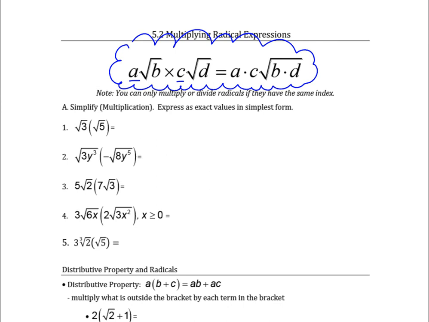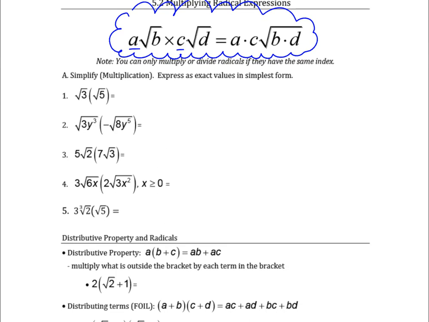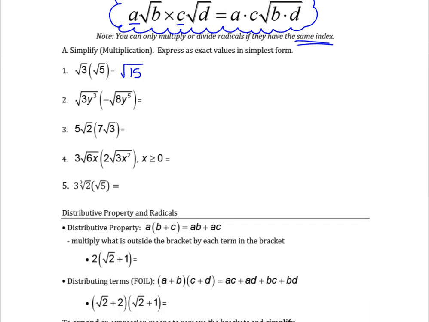We actually have done a little bit of this. So root 3 times root 5 would be root 15. We can multiply the radicands together because they're both radicals. They have to also be the same index. So you can't multiply a square root with a cubic root. They're like different dimensions.